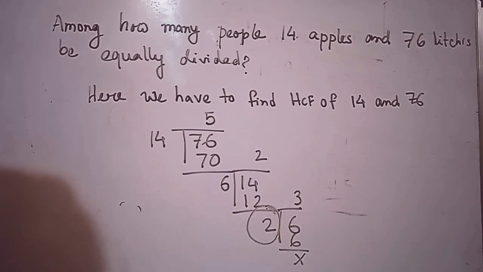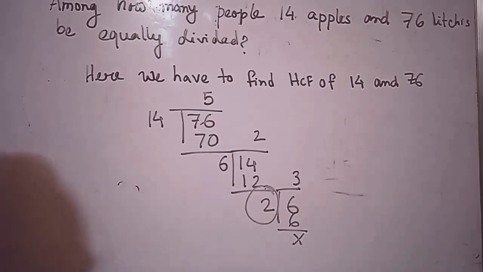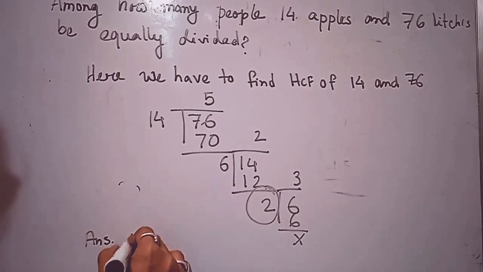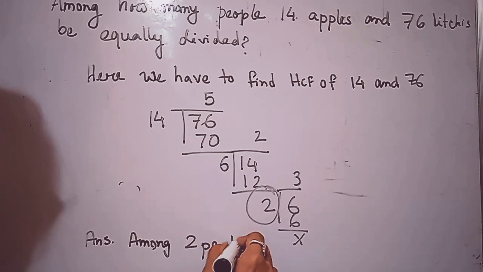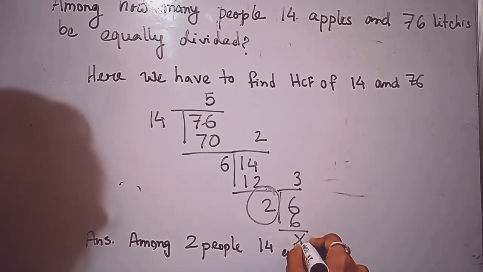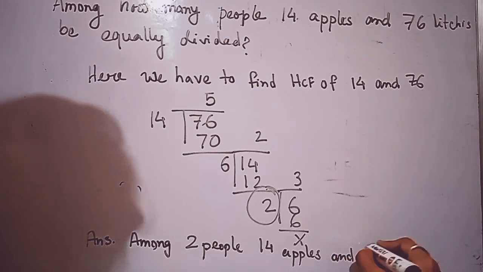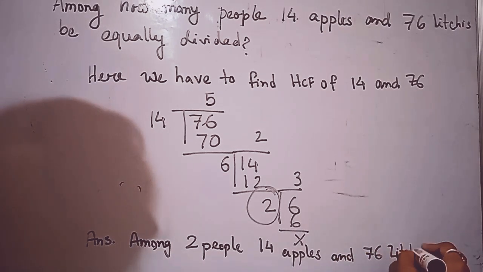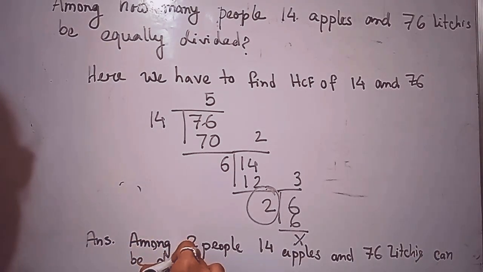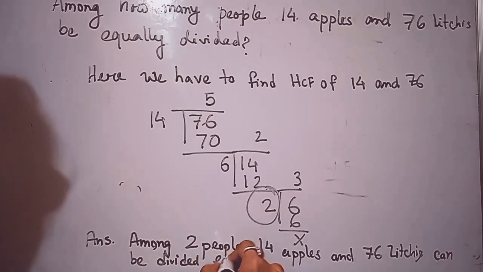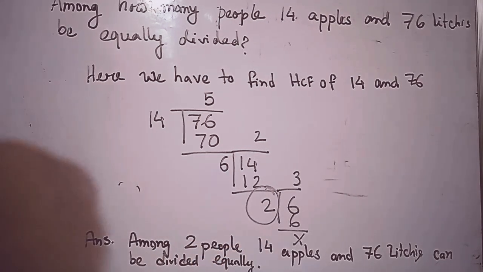So I can see that among a maximum of two people I can equally divide these 14 apples and 76 lychees. So my answer: among two people, 14 apples and 76 lychees can be divided equally.